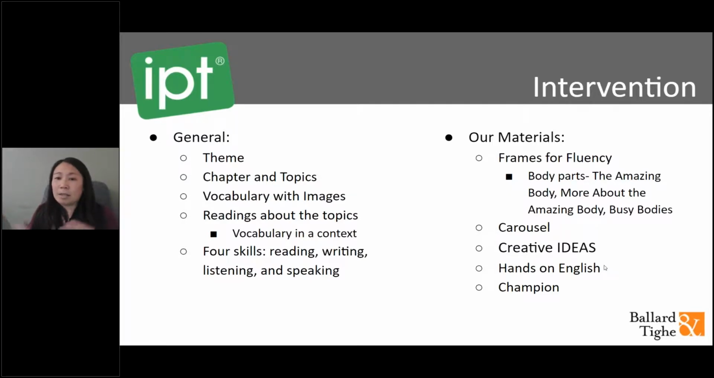Hands-on English, there will be things like days of the week, like we talked about with the slides, with different images of the calendar, teaching students days of the week. And Champion, you could do things about the amazing body. For example, in Champion, there will be a content-based reading for more like science or anatomy type reading about the body.